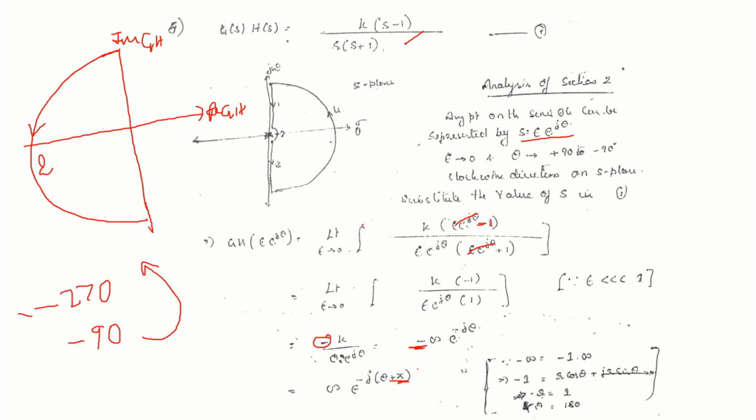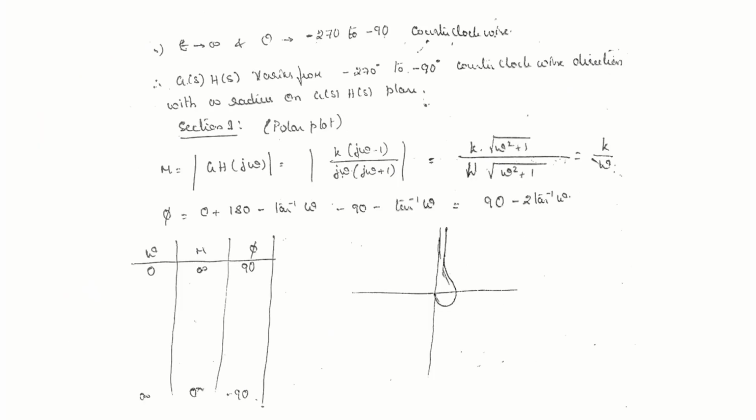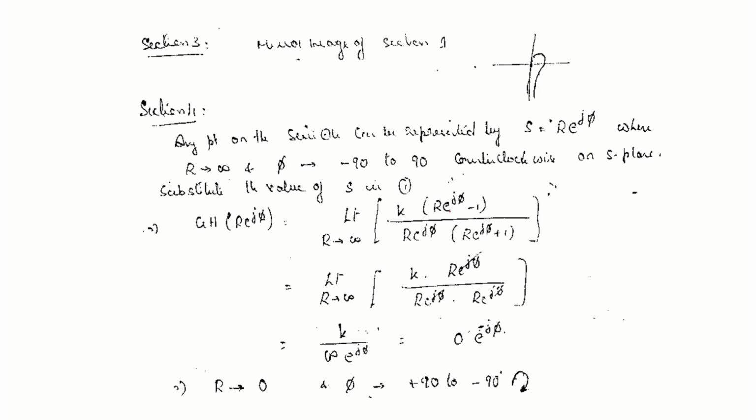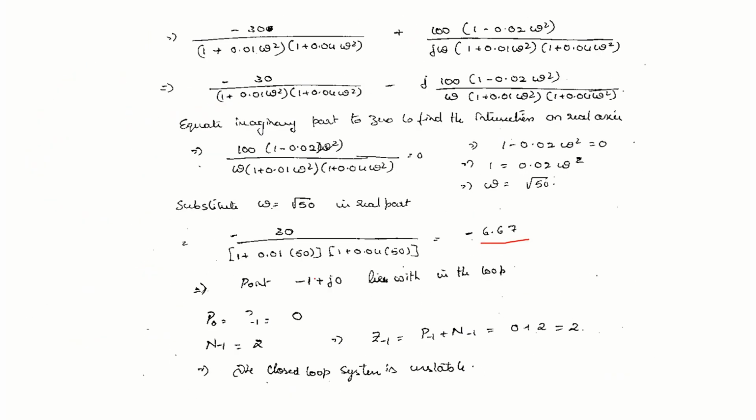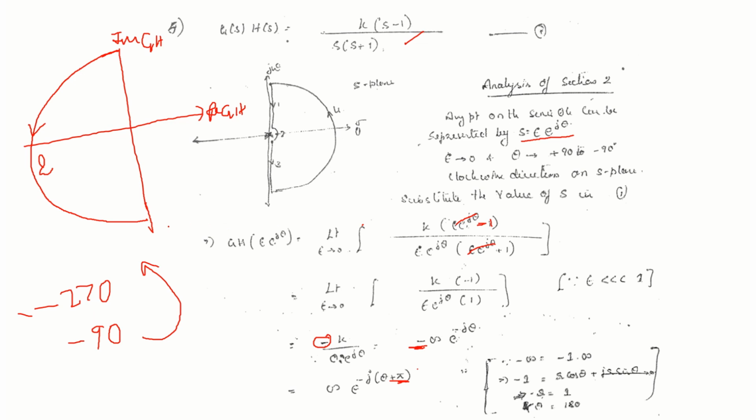Now you draw the Nyquist plot for section 4. When you substitute over here, this minus will not affect. So this will become K by 1 will cancel with 1, K by infinity, that is 0, e to the power of minus j theta you get. So minus 90 means it is plus 90, it is minus 90. Now plus 90 to minus 90, clockwise direction.